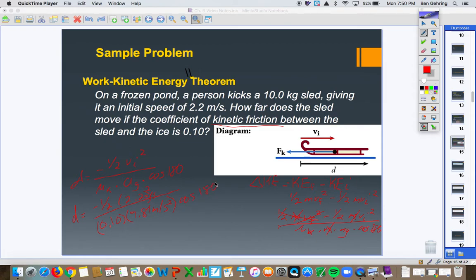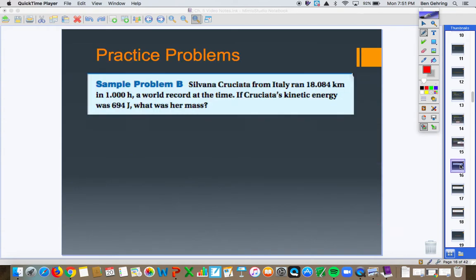If you plug all this into your calculator, you should get distance equal to 2.5 meters. Plug that in, check my work, check your work, make sure we're on the same page. But that should be what we come out to. All right, and that is how we're going to do this.